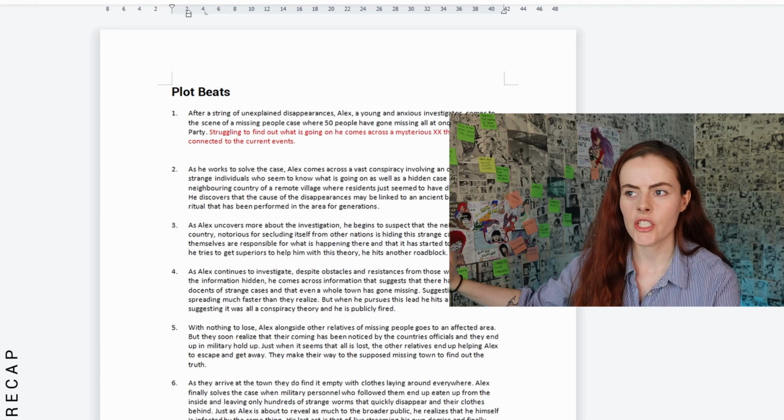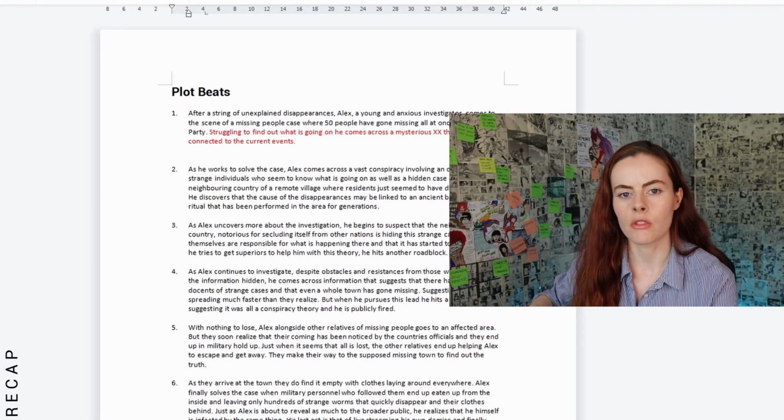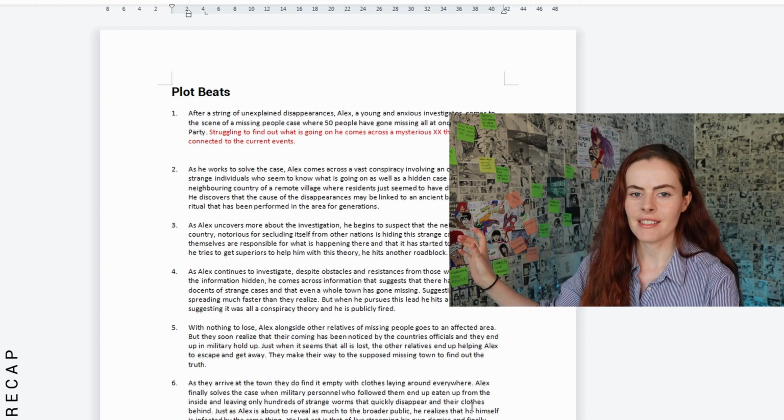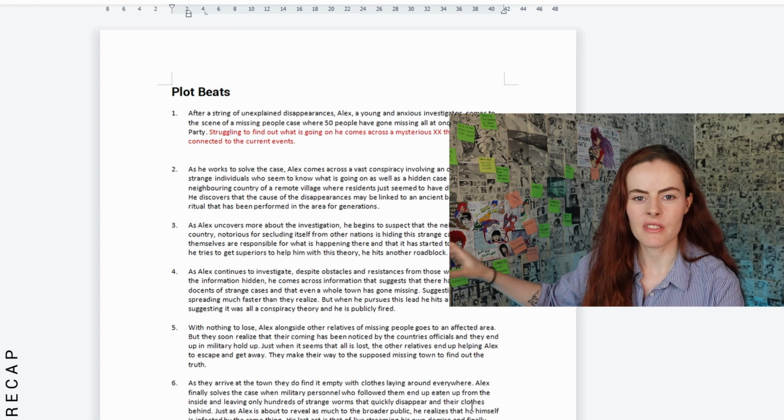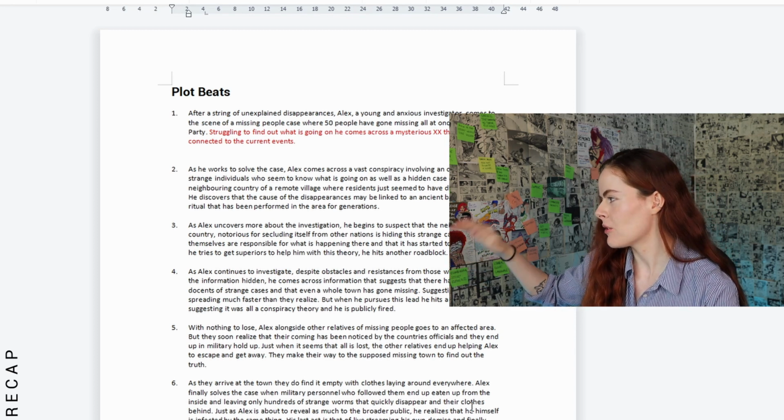So if you remember, I talked about how I already have some plot beats laid out. What I've got so far is a very rough sketch of what Alex's story could look like. I broke it down into 6 plot beats. The problem that I have right now is that it's very muddy in terms of what actually happens in the middle of his story. So I have this opening scene, which is the opening mystery, right?